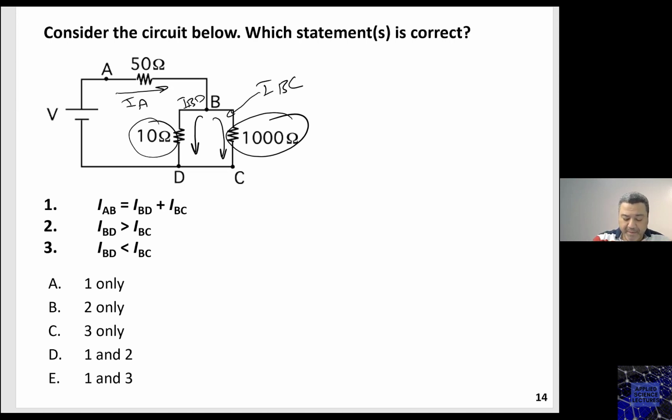Now remember here, IAB is the total current, and this total current is being split into two currents. So I have IAB equals the summation of IBD plus IBC. So I'm done with this. So one is correct. Two, IBD greater than IBC. Is IBD greater than IBC?